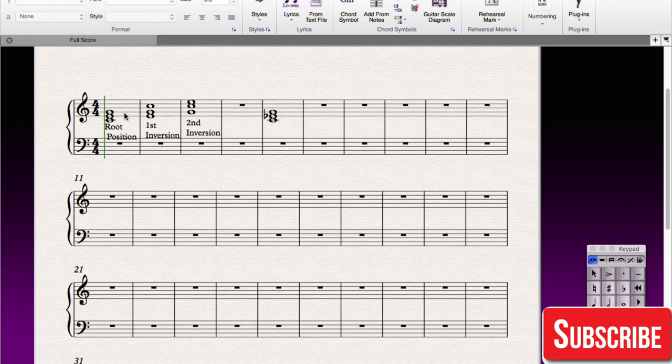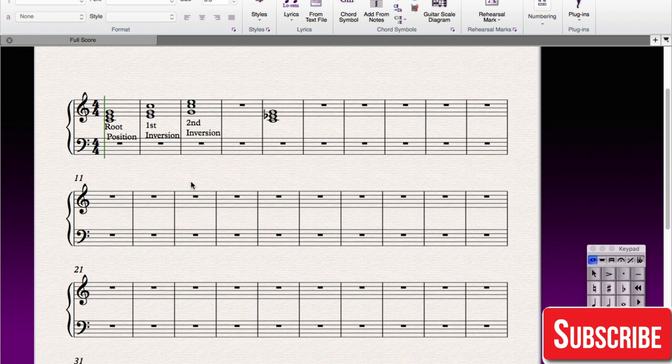Okay, so this is what we mean when we refer to root position, first inversion, second inversion. Now what I want to do is show you the figured bass. How do we notate these chords as figured basses? Figured bass is basically a shorthand that is used in classical music a lot. And then I will talk about how we also notate these as commercial chords.